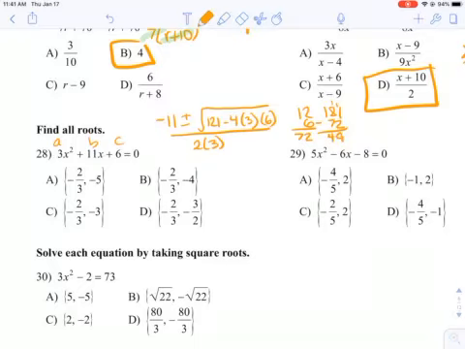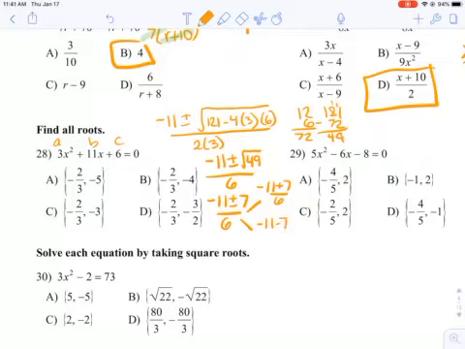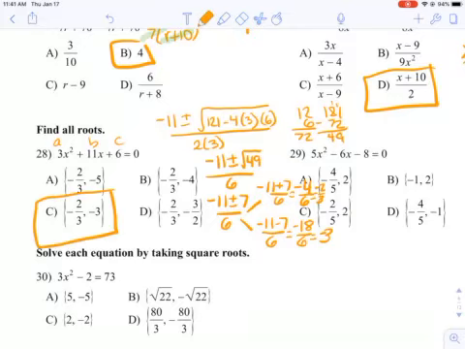which is 49. So this is going to be negative 11 plus or minus the square root of 49 over 6. So this is negative 11 plus or minus 7 over 6, which is two things. Negative 11 plus 7 over 6 and negative 11 minus 7 over 6. So this is negative 18 over 6, which is negative 3. And this is negative 4 over 6, which is negative 2/3. Which will be that answer.